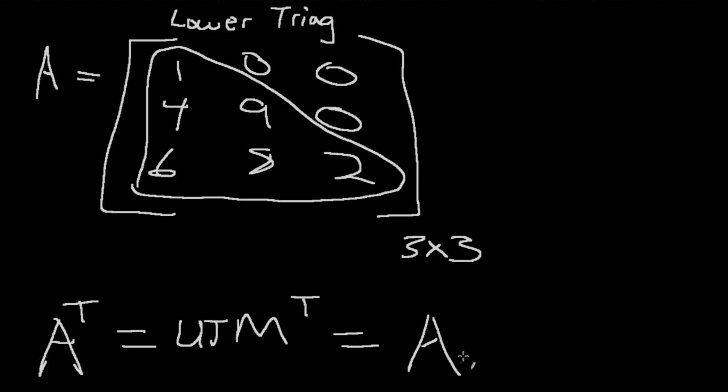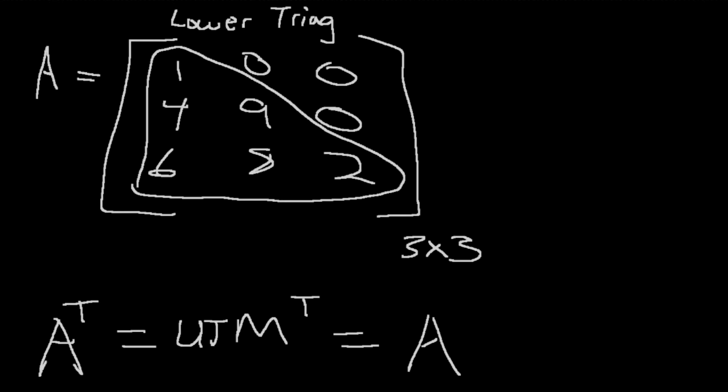I don't know how much I really want to get into it, but that's the basics of it, really. If you multiply them together, you stick with the same triangular type. If you transpose them, it turns into the other type, and that's really all there is to them.